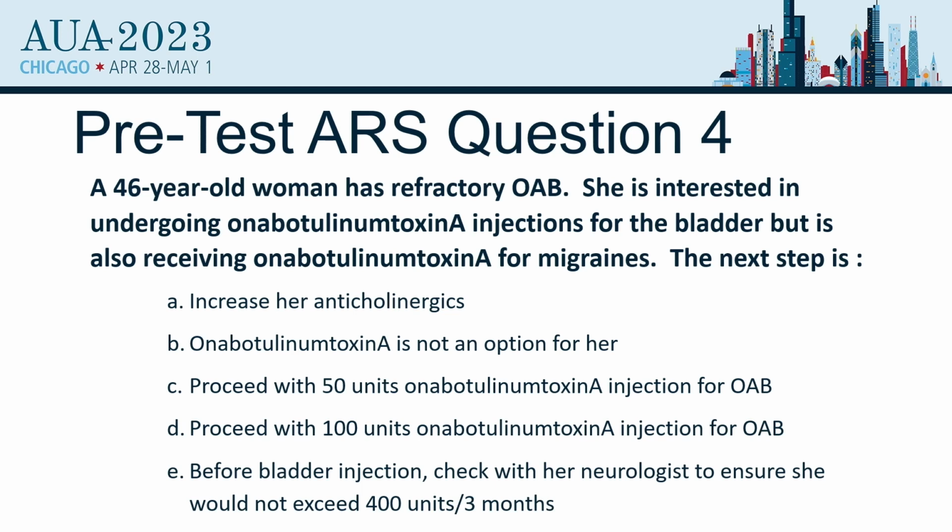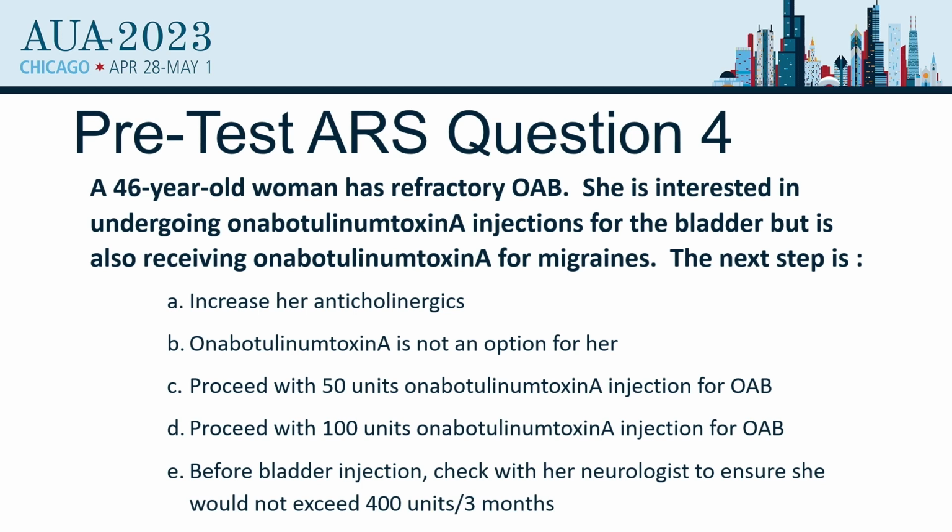Okay, so she's got refractory OAB. She's interested in undergoing onabotulinum toxin for the bladder, but is also receiving onabotulinum toxin for migraines. I think we did not cover this. The next step is either increase her anticholinergics, onabotulinum toxin is not an option for her, proceed with 50 units, proceed with 100 units, or before bladder injection, check with her neurologist to ensure she would not exceed 400 units per 3 months. That last one is the answer.